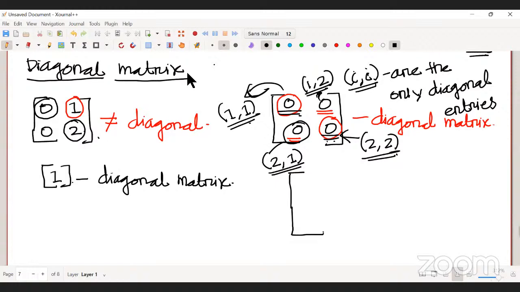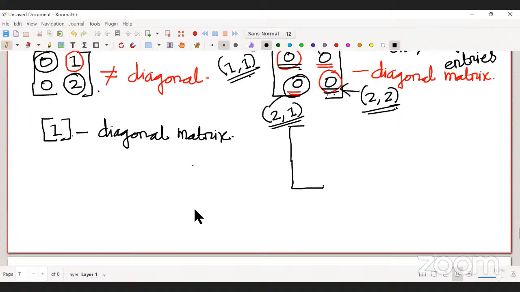Got it, sir. Sir, can you explain one more time the third example, how a single element is a diagonal? Yes, this one. Because here there is only one entry, right?